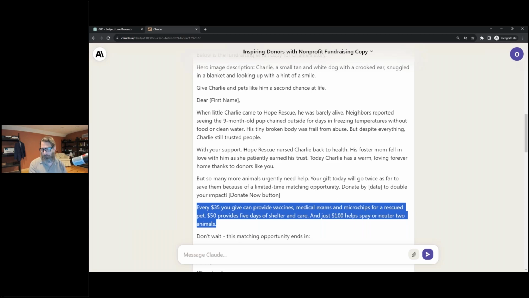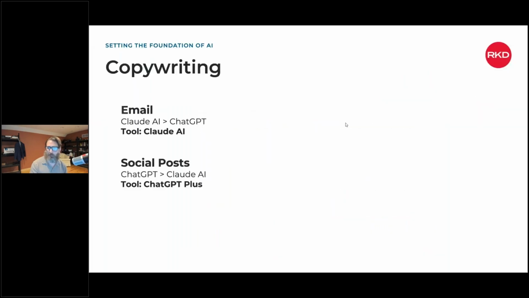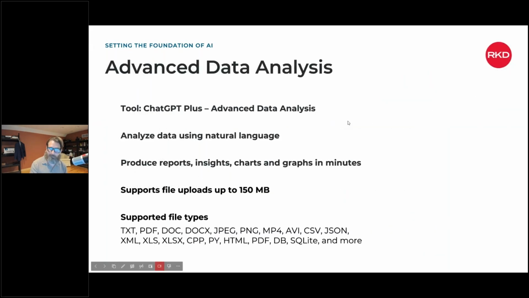At the end of the day, you're better off asking for the subject line after you get the meat of your email copy, and you're better off getting that from ChatGPT Plus if you are really adamant on having an AI write your subject lines and social posts. That's going to be it for copywriting. Boom. The rest of this, I'm excited to say we're going to spend on advanced data analysis.